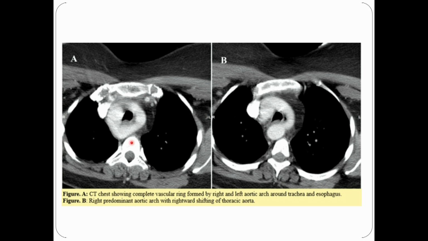This image A is a very typical type of double aortic arch, which is symmetrically rounding around the trachea and esophagus, giving appearance of a donut. And the image B is showing a dominant right-sided aortic arch in this double aortic arch case, wherein the right-sided segments are larger as compared to the left portion.